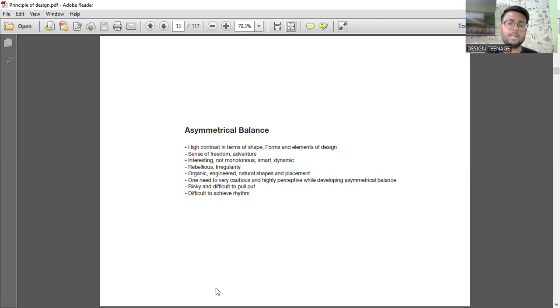Interesting, non-monotonous, smart, and dynamic is what we are looking at. Rebellious, irregularity: again similar kinds of terms, opposite to the monotonous. Organic, engineered, natural shapes and placements. One needs to be very cautious and highly perceptive while developing asymmetrical balance. This is very natural in terms of structure, for example the Leaning Tower of Pisa: when it was built, it is not a normal structure where columns will go straight up as structures are usually built.